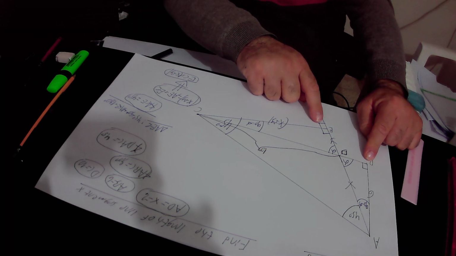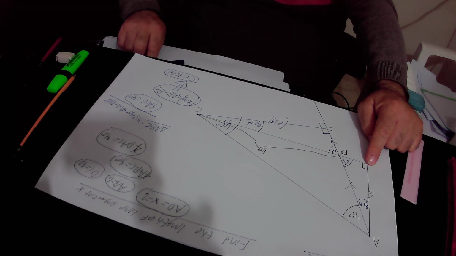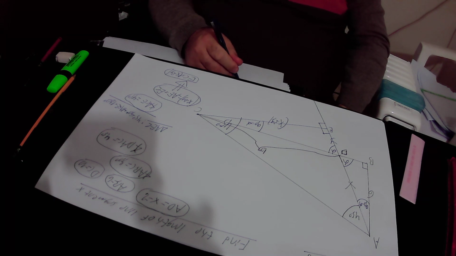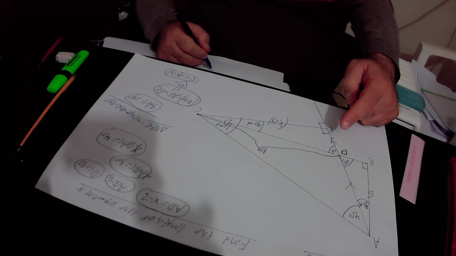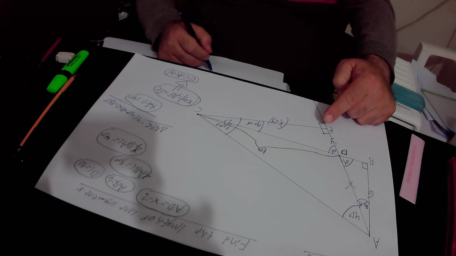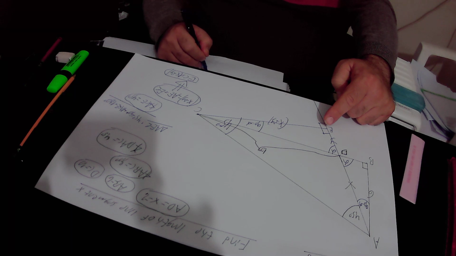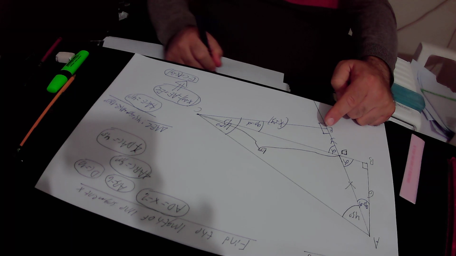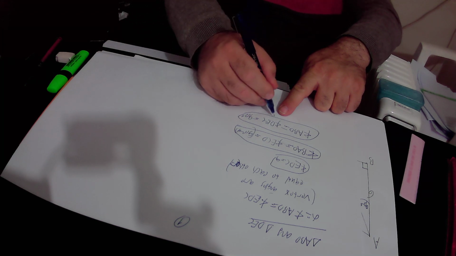And those two angles are also equal to each other, and they are both equal to 90 degrees. So angle ABD is equal to angle DEC, and they are both equal to 90 degrees. I repeat again, angle ABD equals angle DEC, and they are both equal to 90 degrees.